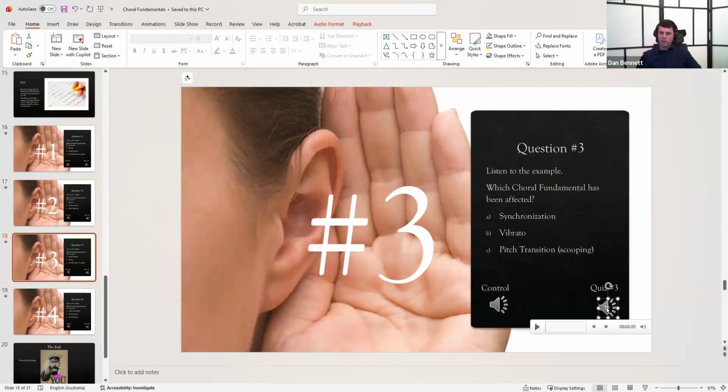Okay, that was the control. Now here's the question. Try to identify if the sync or the vibrato or the pitch transition has been changed.